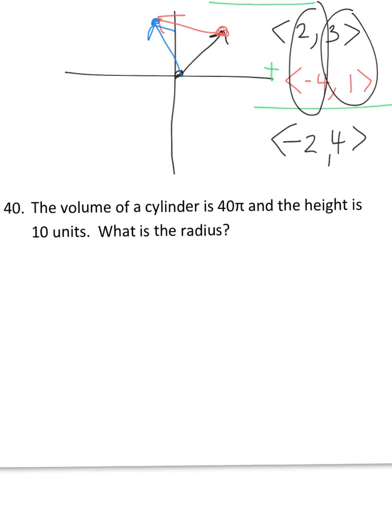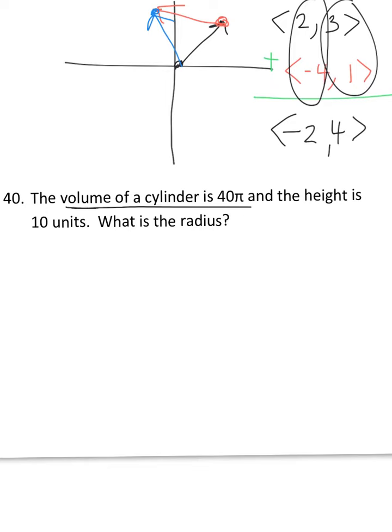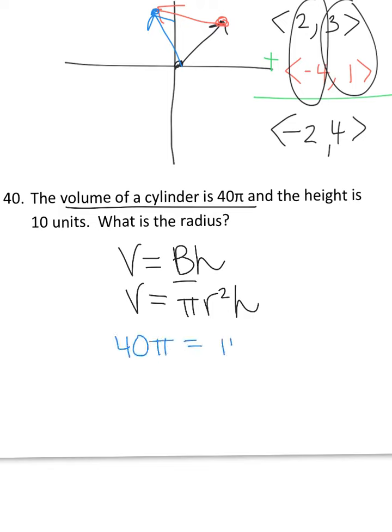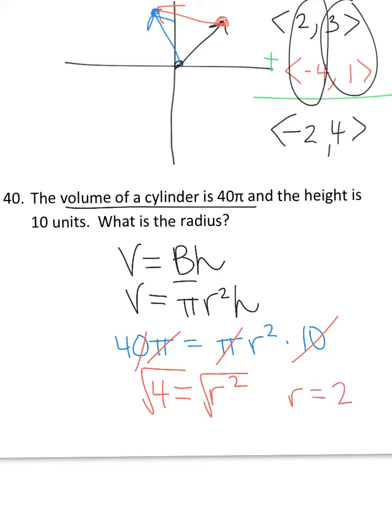Okay, number 40, the volume of a cylinder is 40 pi. So the volume of a cylinder is the volume of a prism formula. But in a cylinder, the area of the base is pi r squared. So I would look at this formula. So if the volume is 40 pi and the height is 10, what's the radius? So you can cross off the pi from each side and divide each side by 10 to get 4 equals r squared. Take the square root, so r equals 2 units.